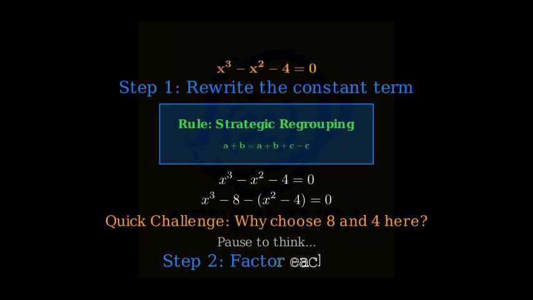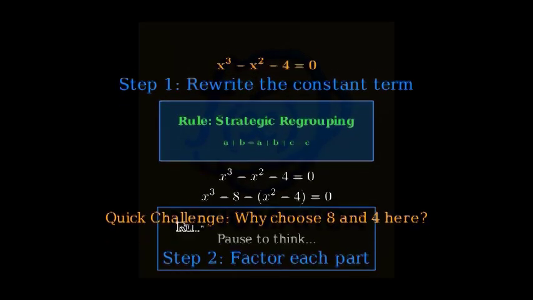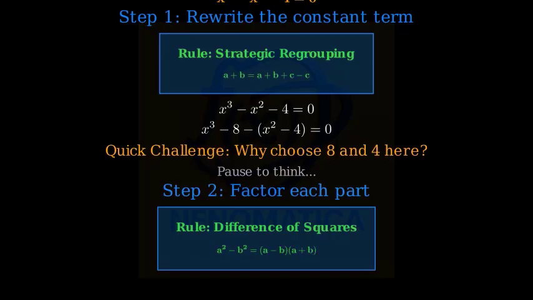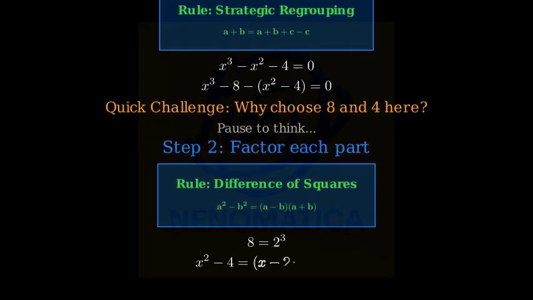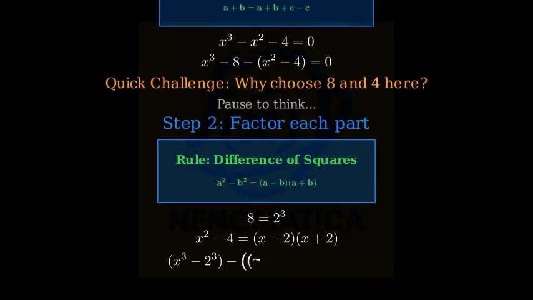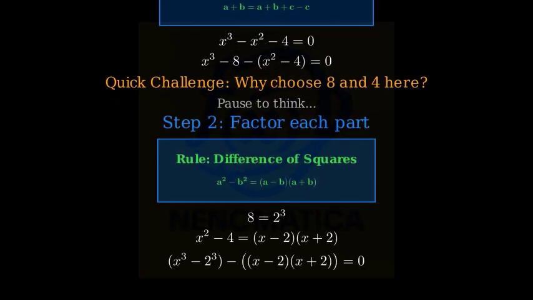Step 2. Let's factor each part of our expression. First, we recognize that 8 is 2 cubed. Also, x squared minus 4 can be factored as a difference of squares. x squared minus 4 equals x minus 2 times x plus 2. So our equation becomes x cubed minus 2 cubed minus the quantity x minus 2 times x plus 2 equals 0. Now we're ready for the next step.